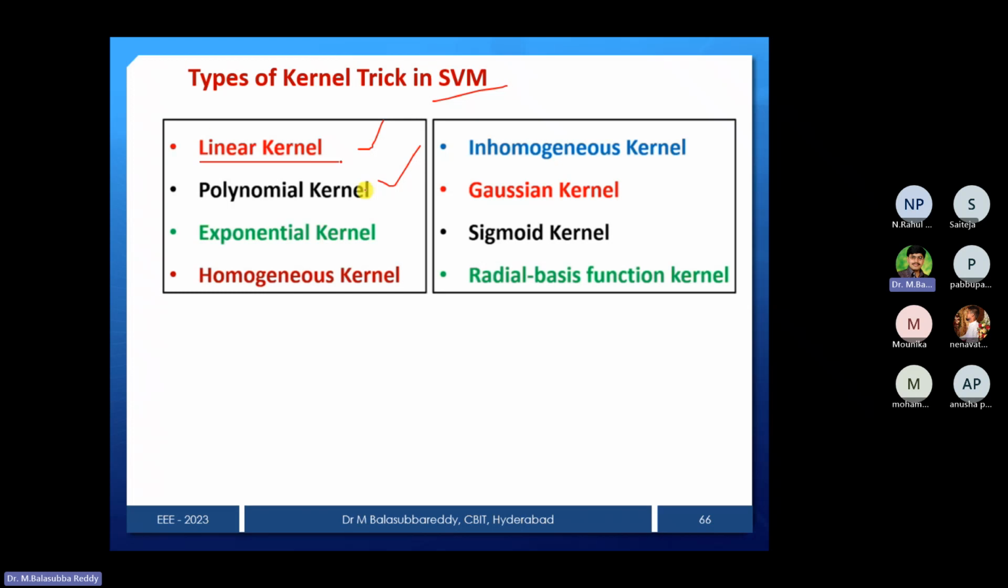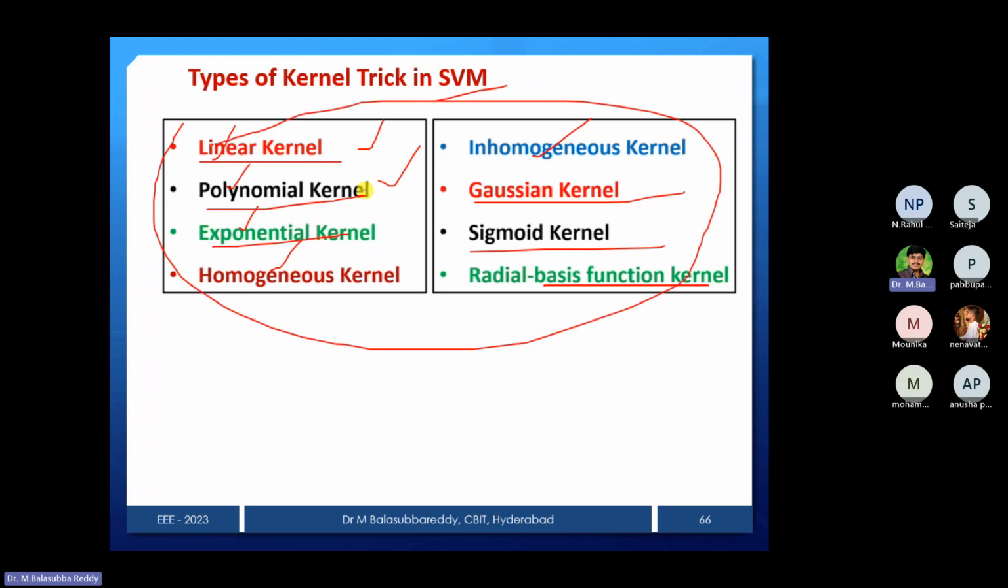The kernel types are the linear kernel, the polynomial kernel and the exponential kernel. By name itself, the formula is going to change: the linear formula is used for linear, the polynomial formula for polynomial, and the exponential formula for exponential. Then there are the homogeneous kernel, the inhomogeneous kernel, the Gaussian kernel, the sigmoid kernel, and the radial basis function kernel. So like this, we may have different kinds of kernel tricks.